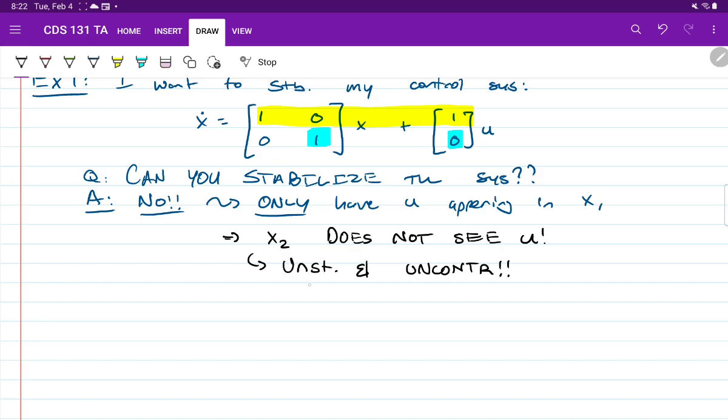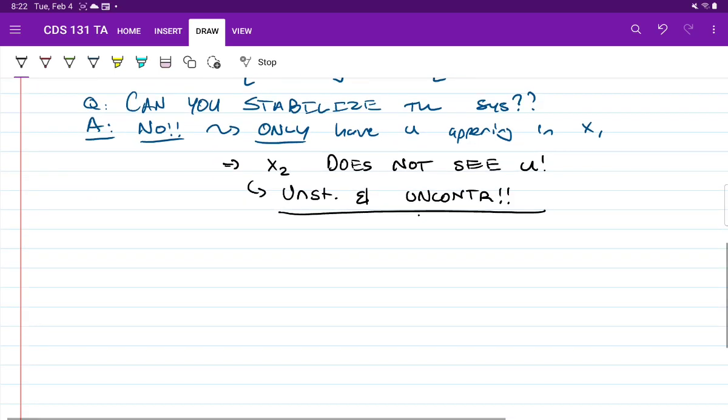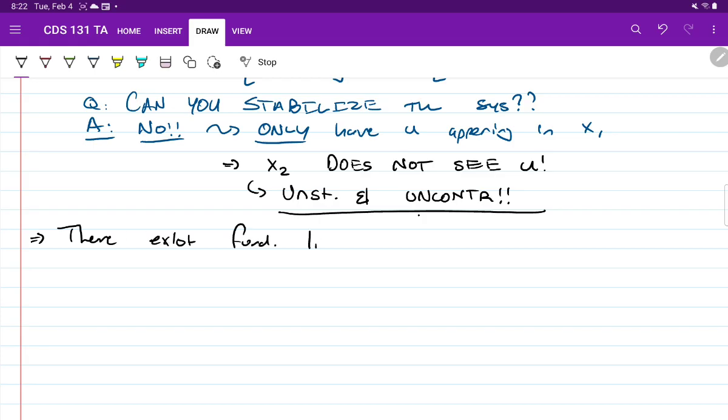What this means is that no matter how clever we are with our control design, there's nothing we could do to stabilize this system. I can pull any number of nice control design tricks, and nothing is going to get me to stabilize this system. So this leads us to the idea that there exist fundamental limits on what control systems can actually do. This is going to be the theme for today's lecture.